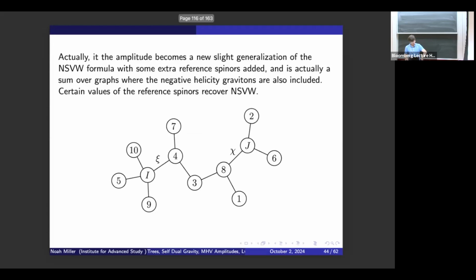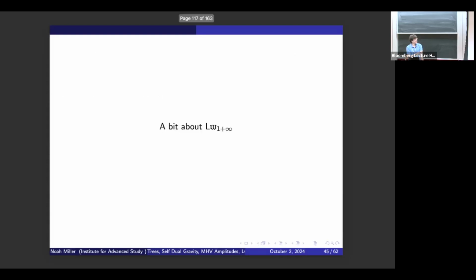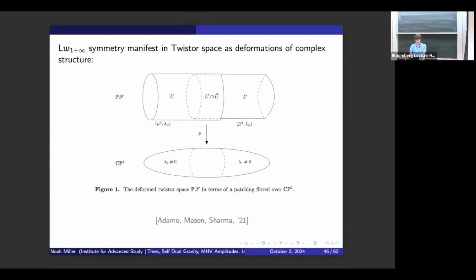Okay, you're not usually supposed to give proofs in talks, and you're not supposed to change what you're talking about in the last 20 minutes of the talk, but I'm just going to do that anyway. So let me tell you a bit about Lw1+infinity, which was actually how I got into this. By the way, I'm not a twistor theorist, so I don't want to give that impression. I don't actually understand a lot of this stuff super well.